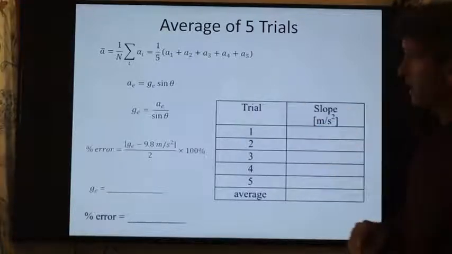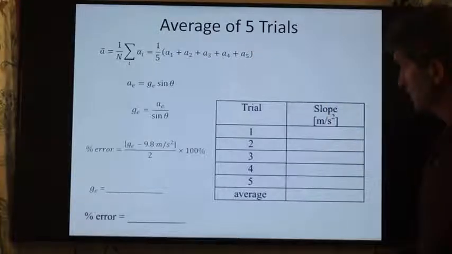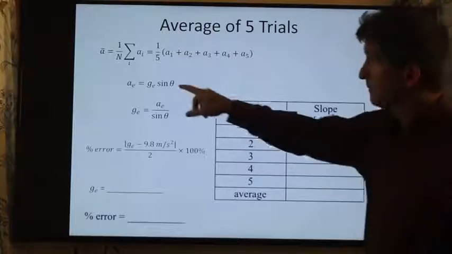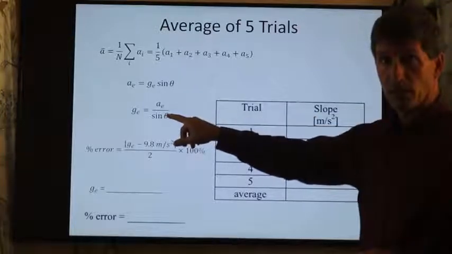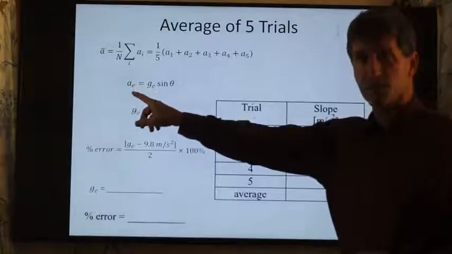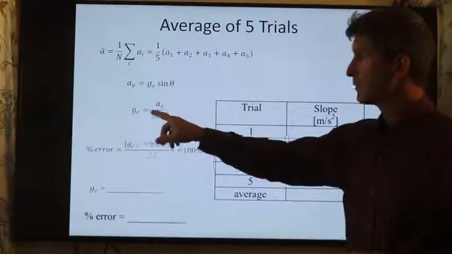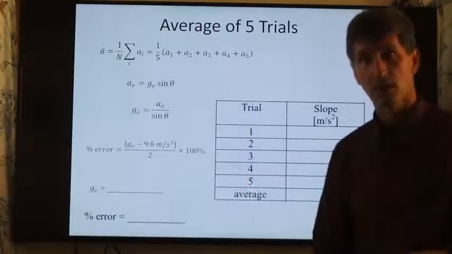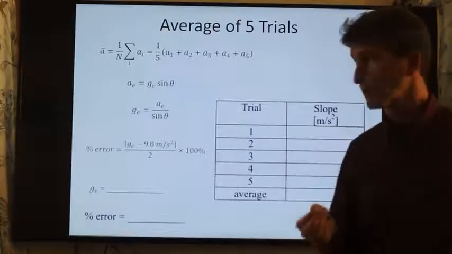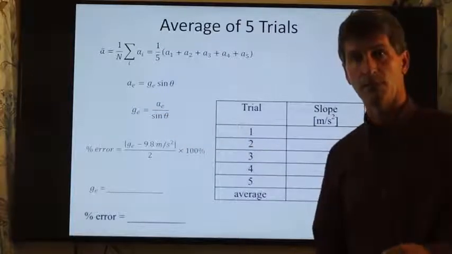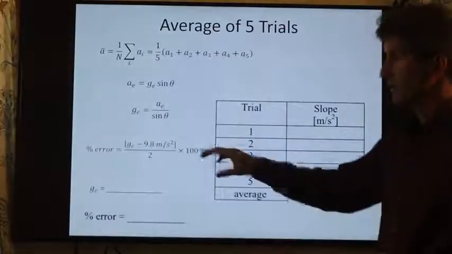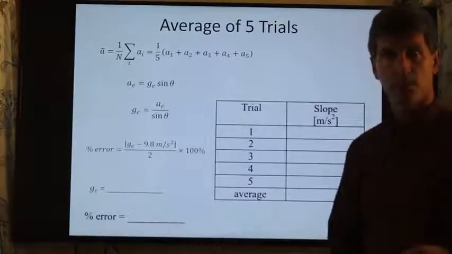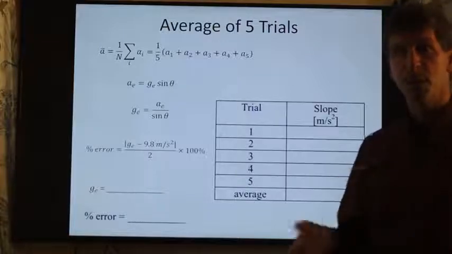Your acceleration is not g. You'll get the average acceleration. Okay? Using the average acceleration, we can calculate what the experimental value for g is. Remember, the average acceleration is g times sine theta. We want to solve for the experimental value for g. It's the acceleration divided by sine theta. Sine 5 degrees is a small number, so that'll make your g much larger than the a was. Calculate the percent error. Here's your experimental value for g. Here's your percent error.